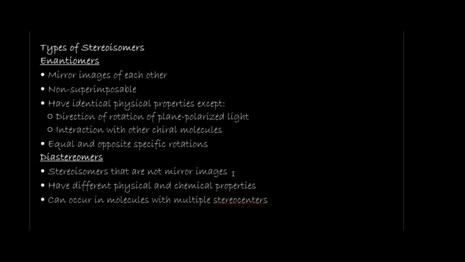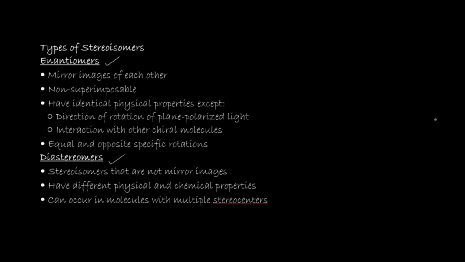Let's move on to the next part, types of stereoisomers. We talked about optical isomers and conformations. Here, enantiomers and diastereomers. What are these? These are very simple. If it is an enantiomer, then the mirror image of that molecule will be non-superimposable. Non-superimposable mirror images are called enantiomers.